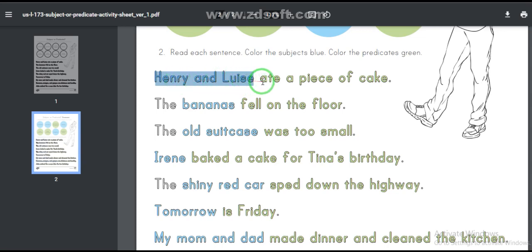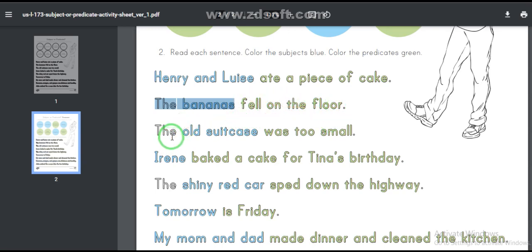Where's the predicate? The predicate is the action. What did they do? Ate a piece of cake. So ate a piece of cake is the predicate, the complete predicate. The bananas fell on the floor. Where's the complete subject? Who fell? What fell on the floor? The name. Where's the naming part? The bananas. So the bananas is the complete subject. Where's the complete predicate? The complete predicate is what happened to the bananas? Fell on the floor. So from the verb till the end, this is the complete predicate.